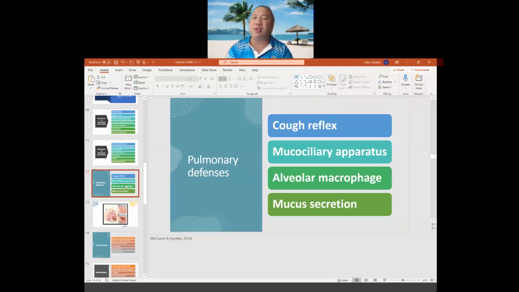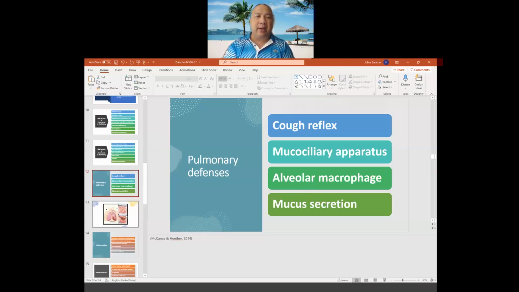And of course, your mucus secretion. Your goblet cells are the ones that produce your mucus secretion. It engulfs foreign bodies or microorganisms so that you could cough it out. Okay, so any changes in the pulmonary defenses of the body can result in pneumonia.